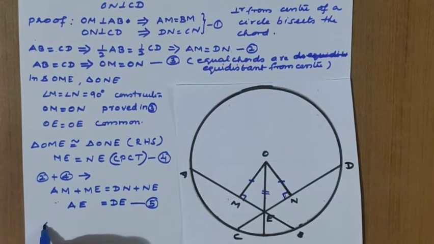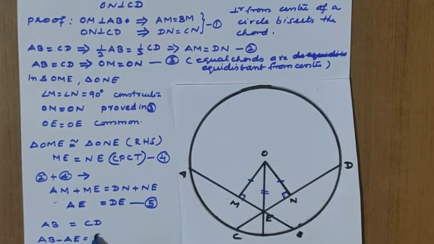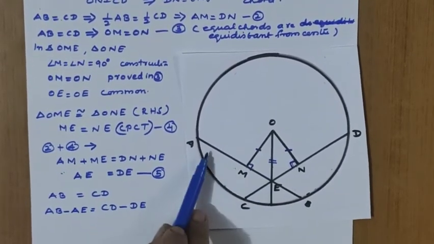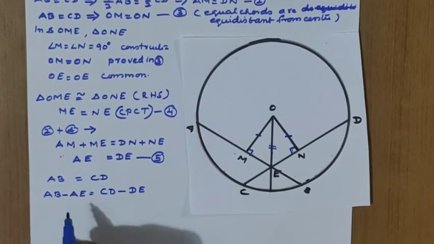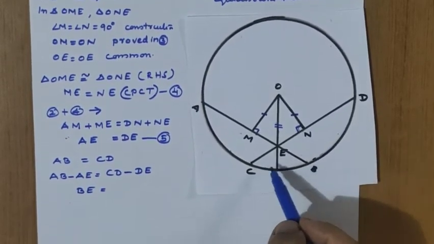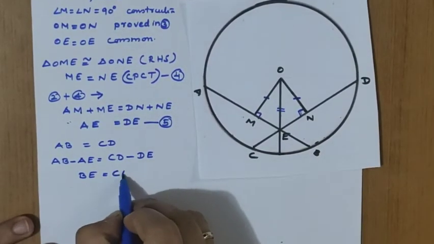Now AB and CD are equal, right? Because it's equal chords. AB and CD are equal. Now I am subtracting from the equal side. AB minus AE. From CD, what is the equal side? DE. So from the total AB, we subtracted AE. So what is remaining? The BE. And from CD, what is subtracted? DE. So what is equal to CE?